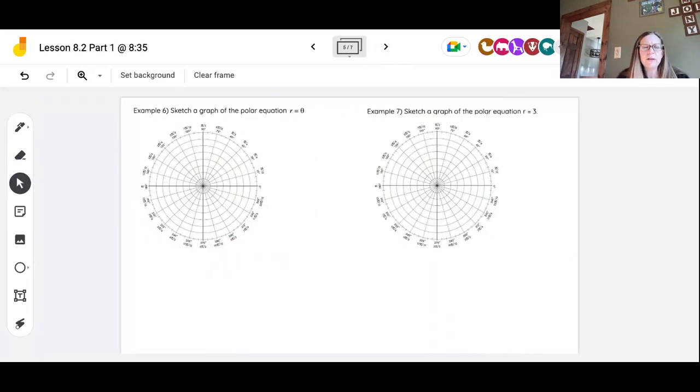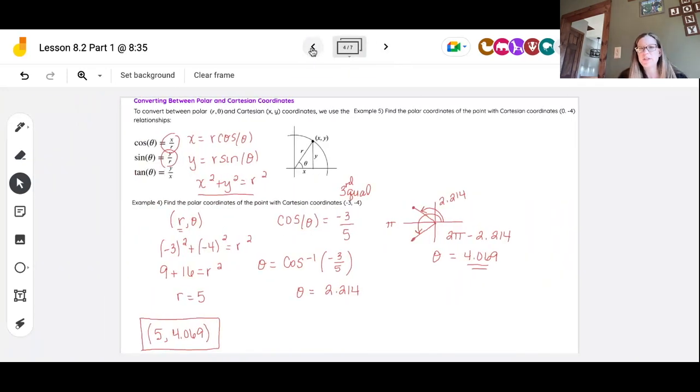Let's try, oops, there were 2 of them there. I apologize. I need to go back here. And of course I put my picture in the wrong area too. All right, let's just change the colors.